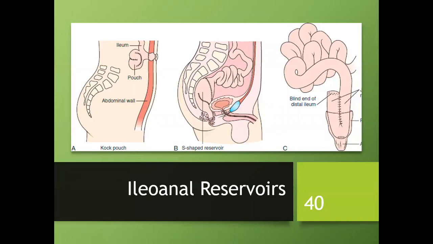And here are pictures of ileoanal reservoirs. Okay. There's the blind end. See where they cut it off. They stitched it together in a loop, and then they opened the end and made the stoma. Okay. The pouch ileostomy. Okay. And then there's a reservoir. So that's your continent ileostomy.